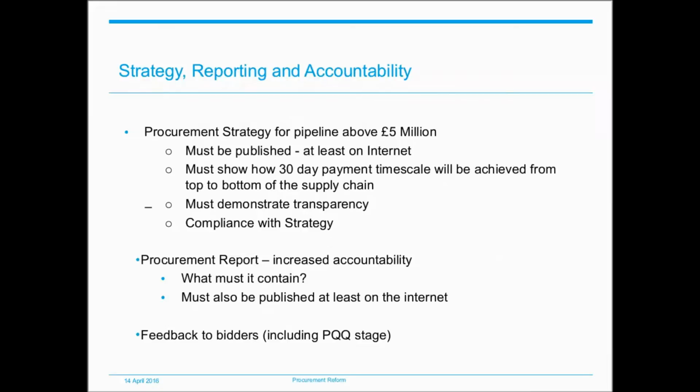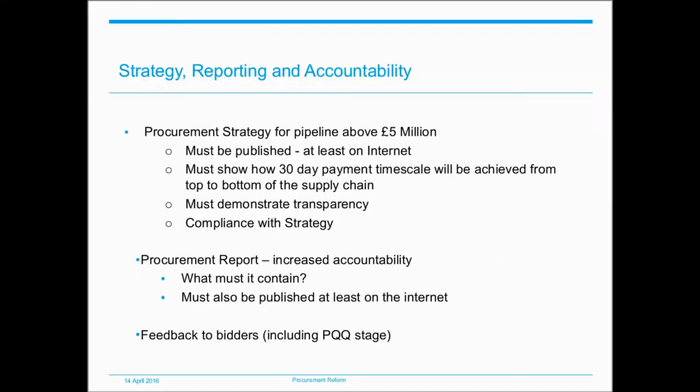The first thing I want to touch on is the procurement strategy. Section 15 of the Act requires each contracting authority that will have a significant procurement expenditure in the next financial year to prepare a procurement strategy setting out how the authority intends to procure its regulated procurements. Significant expenditure is stated to be expenditure that is equal to or greater than £5 million. The Act requires that the procurement strategy is published and that publication must be at least on the internet. That of course means it will therefore be publicly available.